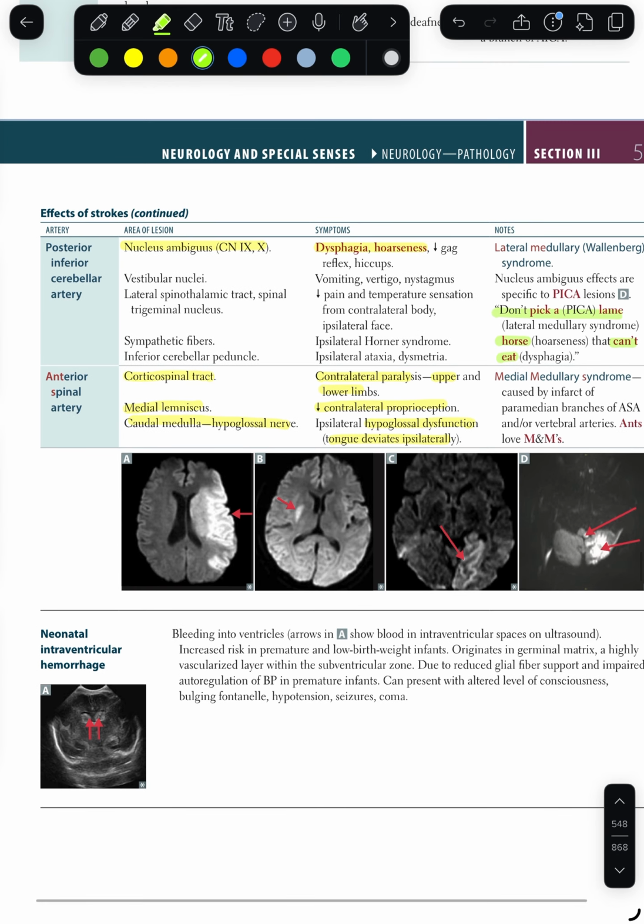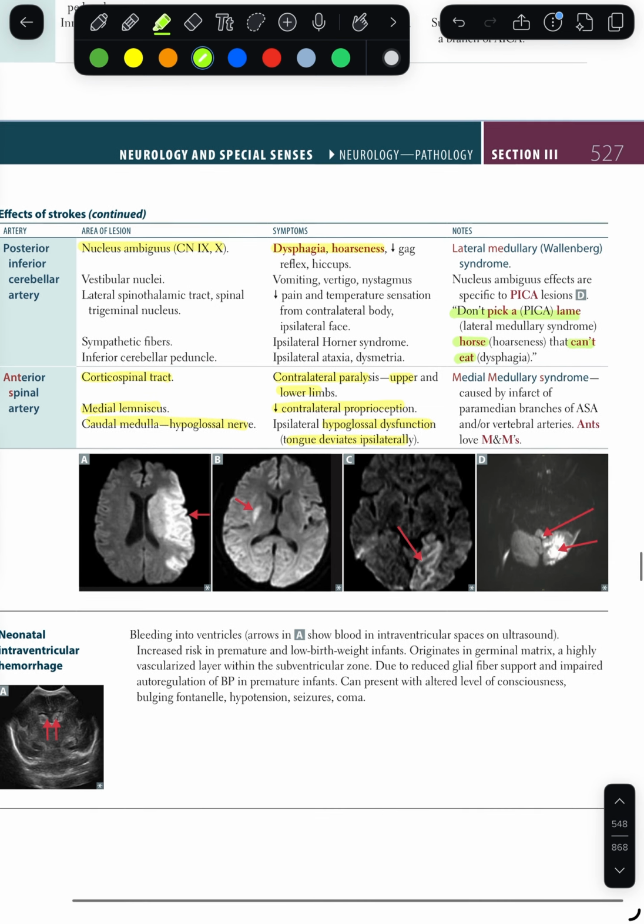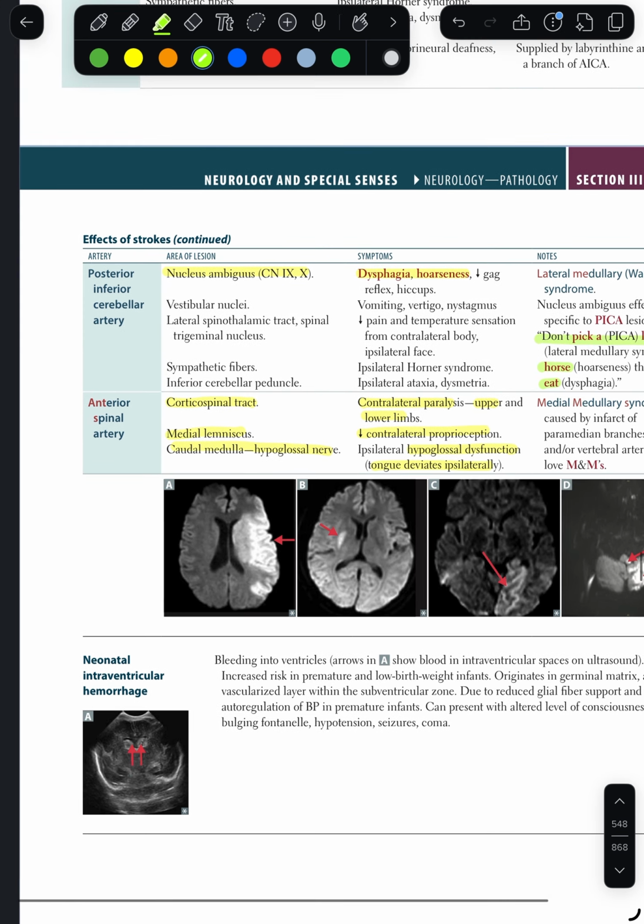The anterior spinal artery is the most interesting. If you ever see a case where the patient complains that there is a paralysis of the upper and the lower limbs contralaterally, that is most commonly an anterior spinal artery with decreased proprioception on the contralateral side. And if there is a hypoglossal nerve defect, that is tongue deviation ipsilaterally, that is diagnostic for ASA.